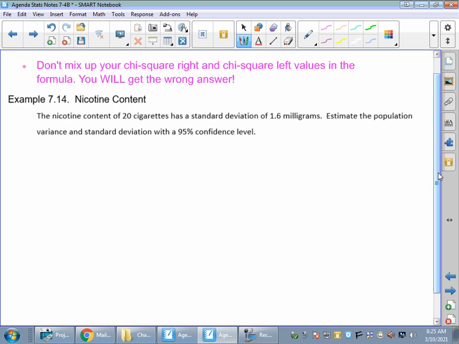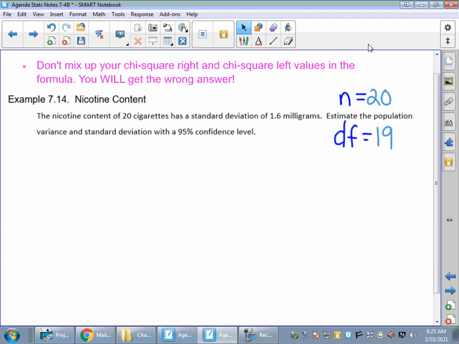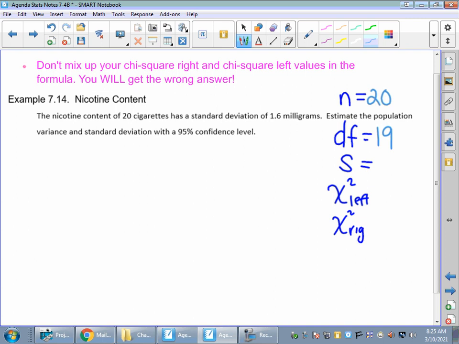So let's jot down a few things. What do we need to know? We need to know our degree of freedom, right? Or our n if you prefer. So if our n is 20, our degree of freedom has to be 19. We probably need to know our s, that's in our formula. And we're going to need to know our critical values, our chi-square left and our chi-square right. That's why we spent the time in 7.4a looking those up so that you can find those.